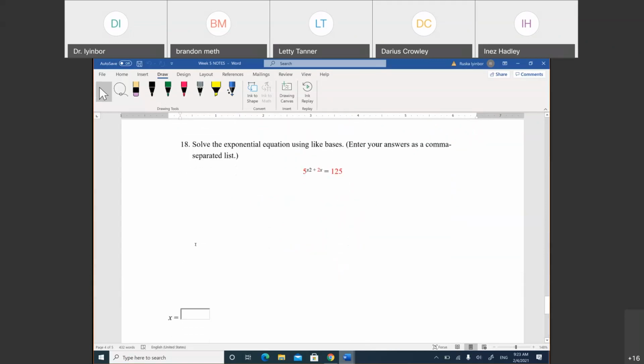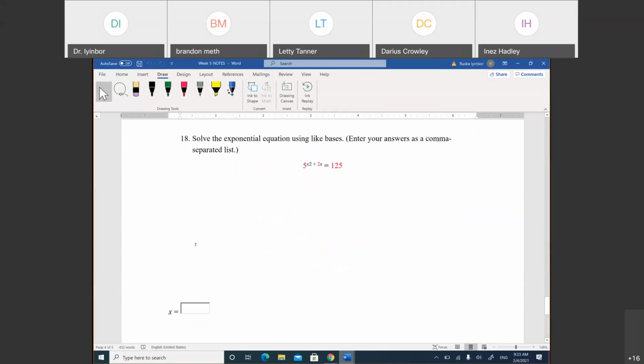Okay, so this is the next one. Okay, this here should be x squared plus 2x. That's how you read this. So you have 5 with exponent x squared plus 2x equals 125. So now here the bases are 5 and 125.